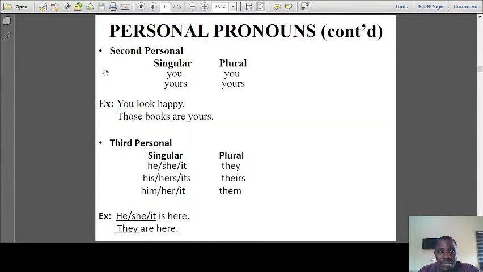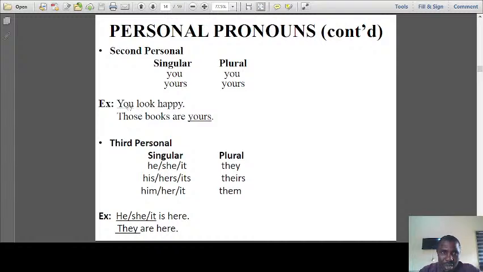Then we have second person. There is no further distinction in terms of the subject position. You is you. Even in the object position, you is you. Singular you, plural you. It's just the notion for you to know whether you are talking to one person or more than one person. In terms of possessive, yours. Look at the examples. The books are yours.